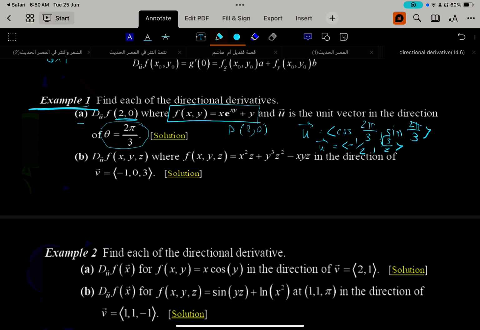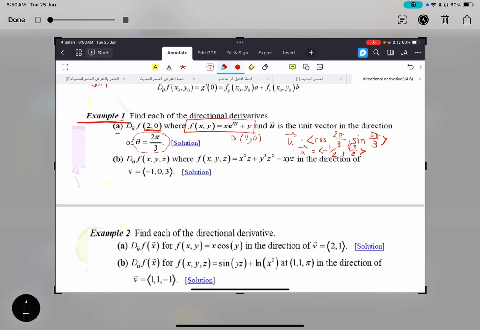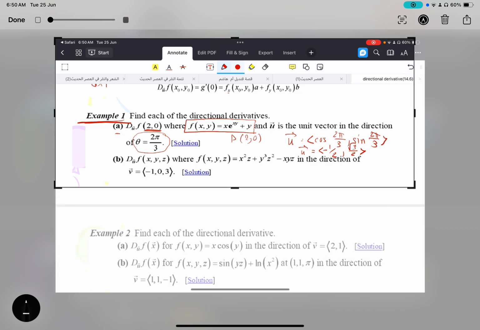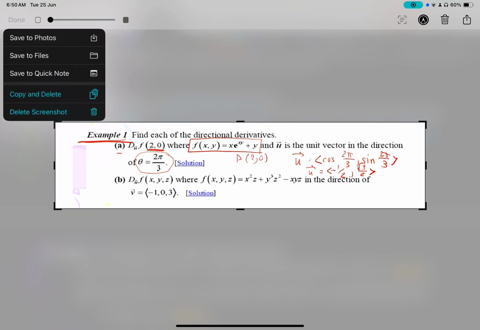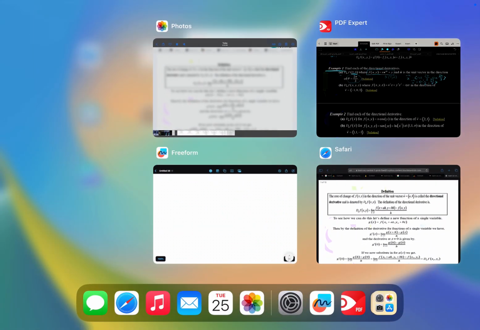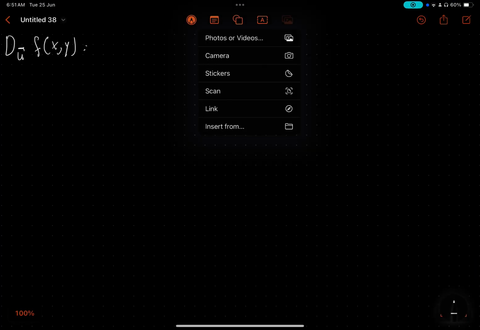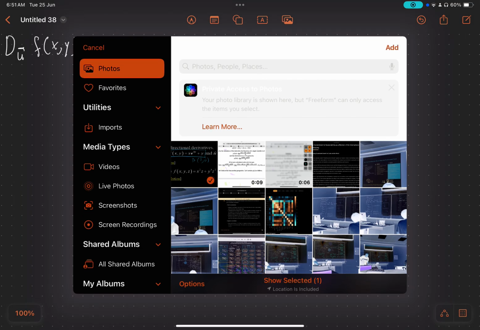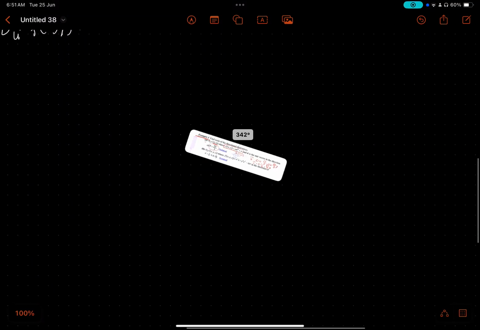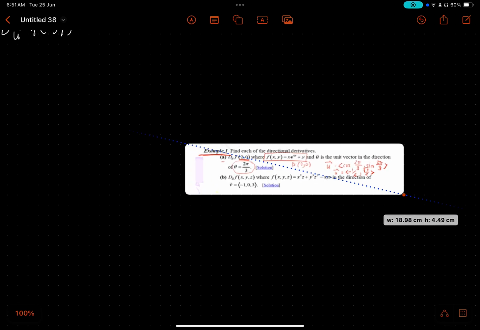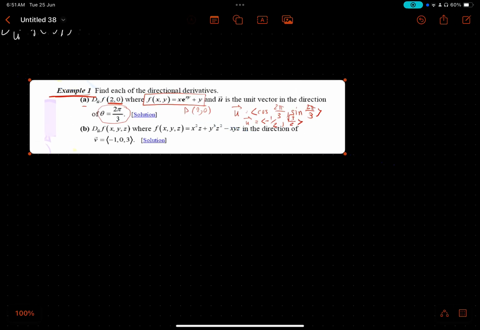Okay, so in order to find the directional derivative, we can use some space here. Maybe you can do this and this, take this, save, let's go here, and let's insert this. This is our example.